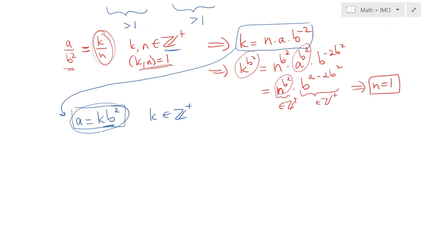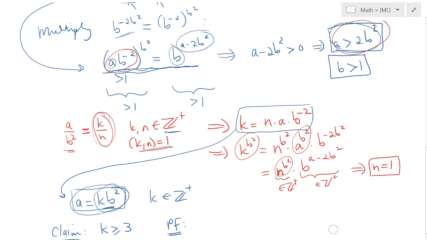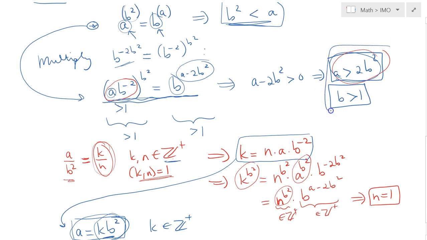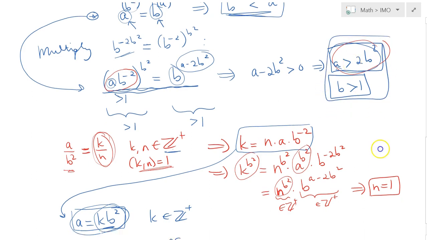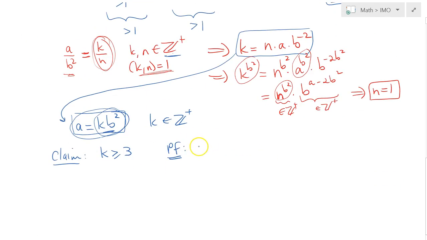Therefore I claim that, let me write it as a simple claim here, no proof will be needed actually. I claim that k must be greater than or equal to 3. And the reason is simple, a one-line proof. The reason is because if a is equal to kb squared, and knowing that we are inside this case here, we have already showed that a is strictly greater than 2b squared.